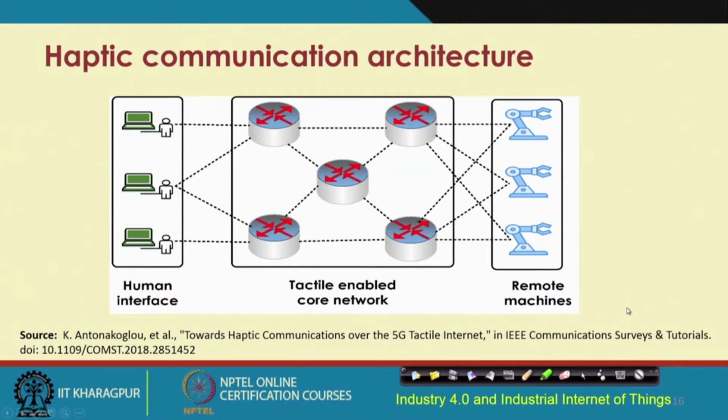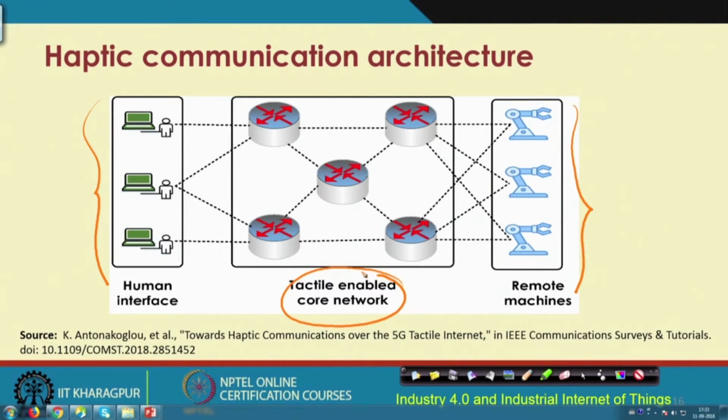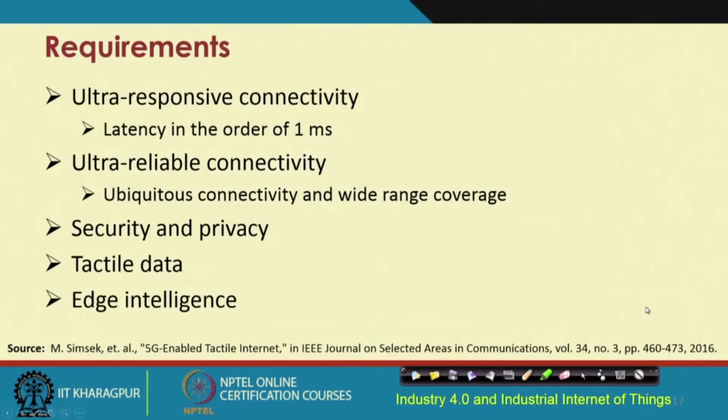Haptic communication architecture is given over here. So, we have this human interface, we have these remote machines, and in between we have this tactile enabled core network, and this overall haptic communication architecture is shown over here. So, for more details you are encouraged to look at this particular paper which is talking about towards haptic communication over the 5G tactile internet. So, haptic communication over 5G tactile internet is talked about in this particular paper. So, I would encourage you to go through this particular paper to learn more details about how these mechanisms work.